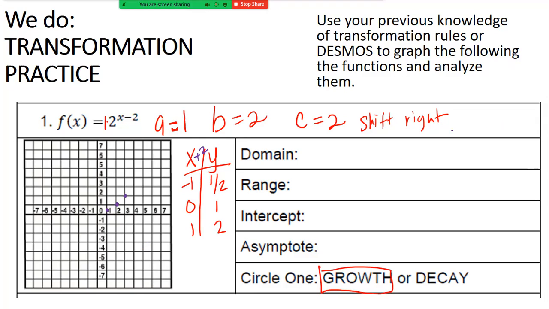Okay, because there's no D value, that means D equals 0. So my asymptote is still at the X-axis.